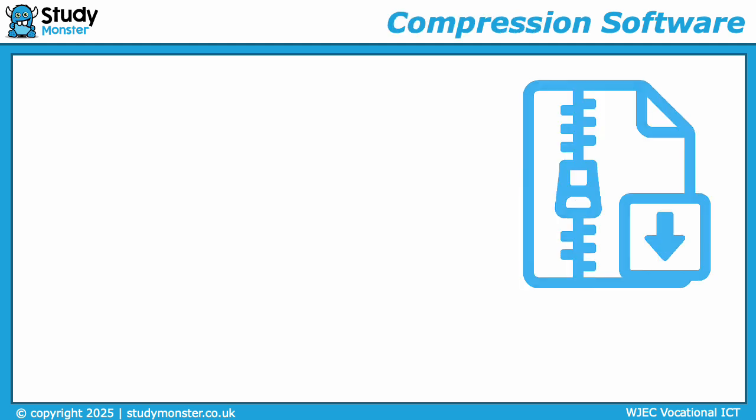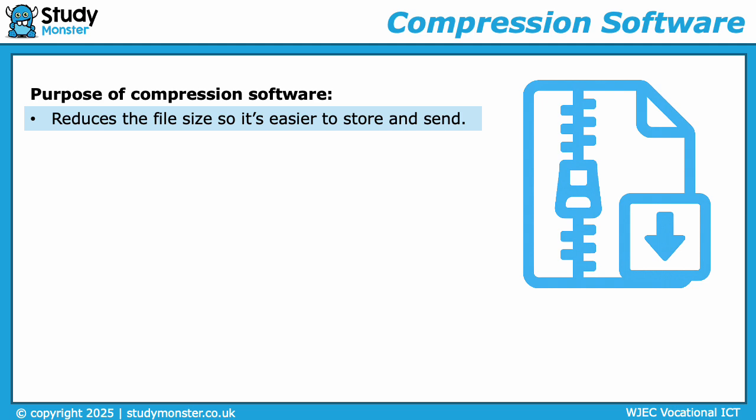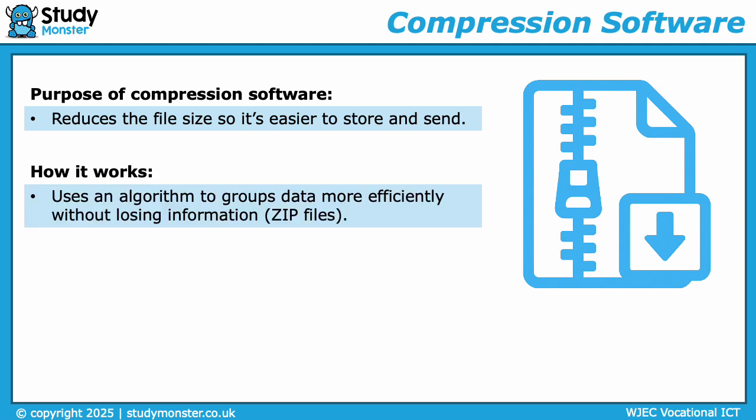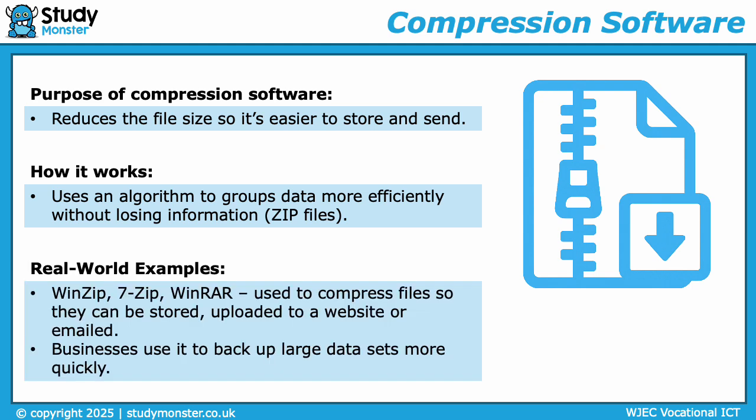Next piece of utility software is compression software. So the purpose of compression software is it reduces the file size so it's easier to store and send to different people or send to different places. How it works, it uses an algorithm to group data more efficiently without losing any information. So a common example is WinZip.